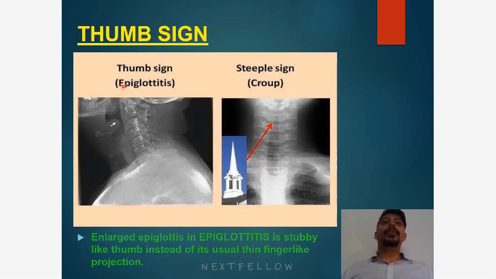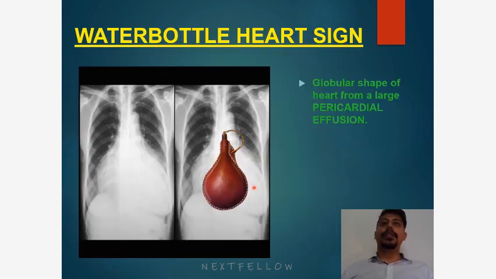Thumb sign. We can appreciate the epiglottis here, and with the soft tissue lesion on the epiglottis region giving the appearance of a thumb, it is suggestive of epiglottitis on the lateral neck X-ray. Whereas on the AP neck X-ray, we can appreciate the steeple sign, or church top sign, seen in croup. Water bottle heart sign: a globular-shaped heart from a large pericardial effusion gives the appearance of a water bottle. Thank you.